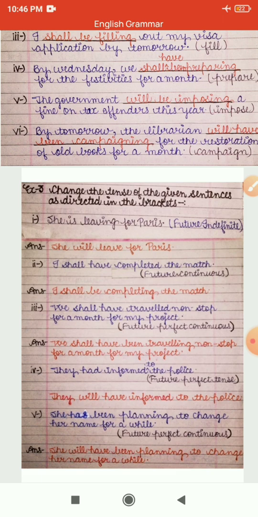So these were the exercises related to lesson 12 which I have explained you. I hope everything is clear to all of you. If still any confusion is there, so you can ask me on the WhatsApp also.